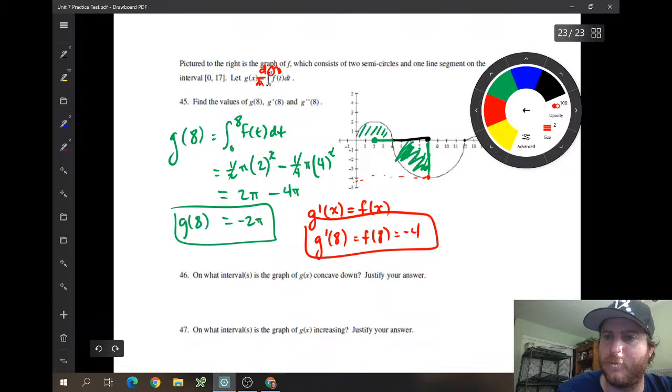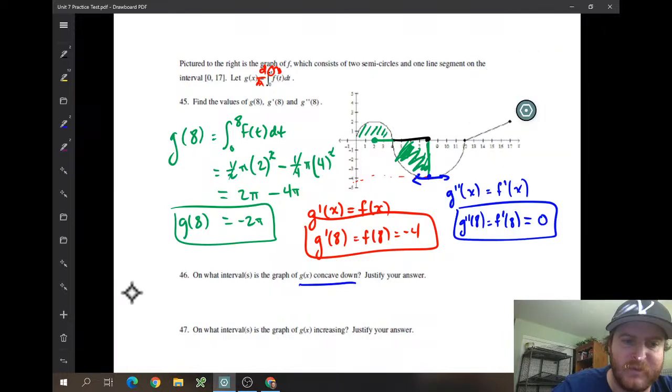On what intervals is the graph of g concave down? So remember, we want to kind of connect that g double prime of x is equal to f prime of x. You might even want to write that.